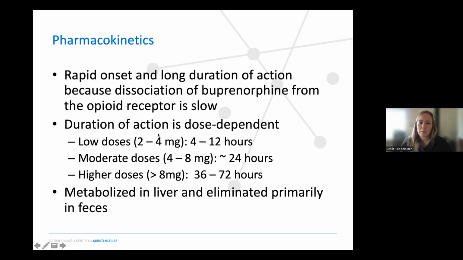In terms of pharmacokinetics, the onset of action is quite quick, generally within 30 to 60 minutes. So once someone takes the medication, they're going to start to feel a benefit right away. It has a long duration of action. Half-life is a bit variable, but on average is around 30 hours or so. The duration of action is dose dependent, so lower doses don't last as long, whereas doses above and beyond 8 milligrams last at least 24 hours. It's metabolized in the liver and then eliminated through the feces.